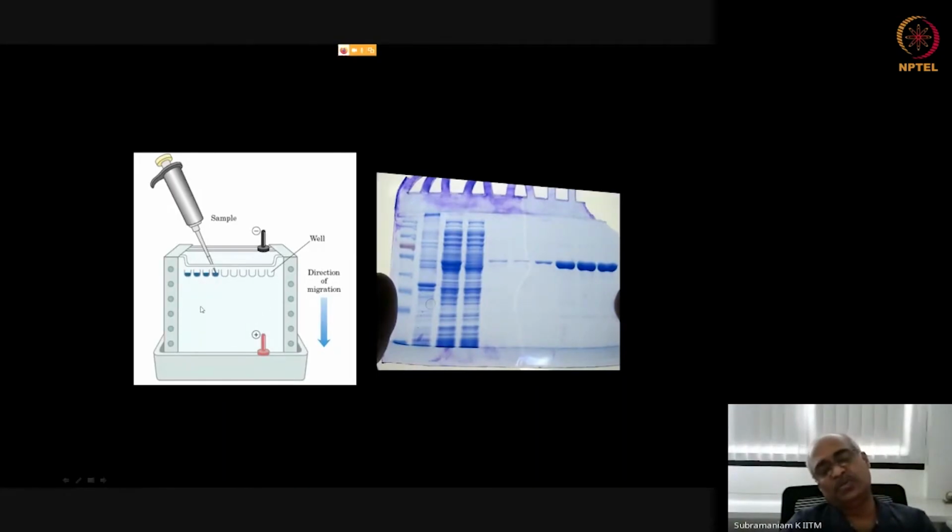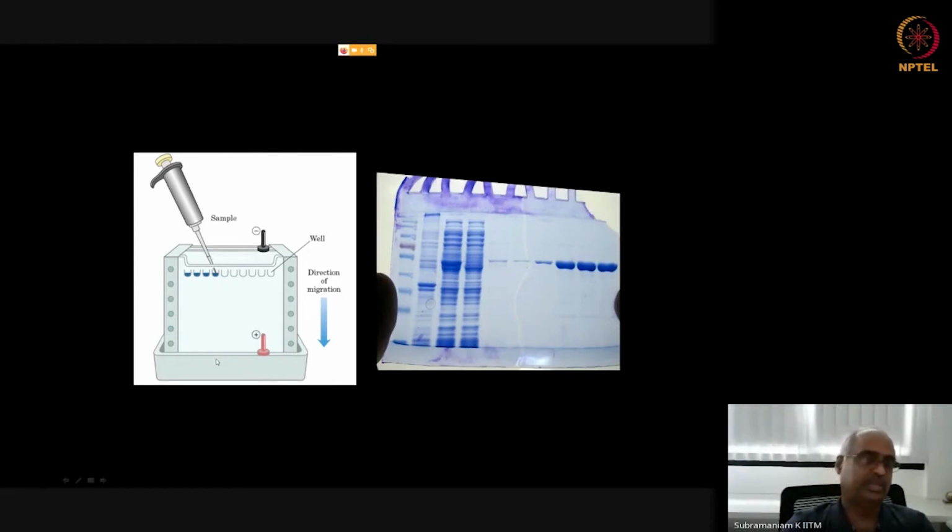So usually the protein solution is mixed with glycerol that increases the density, therefore it doesn't diffuse into the buffer. Instead it goes and settles at the bottom of these wells. And to visualize the solution as well as its migration, you add a colored dye.